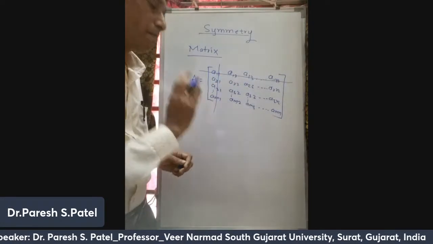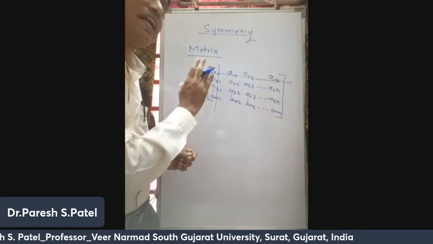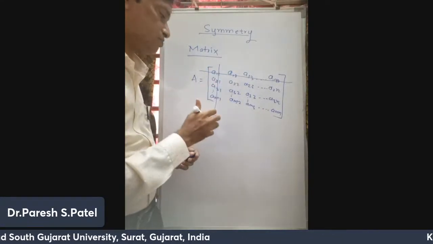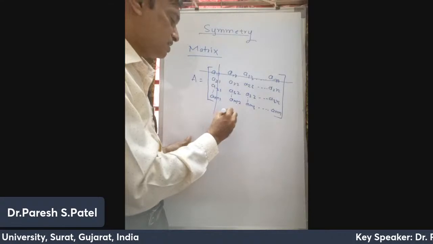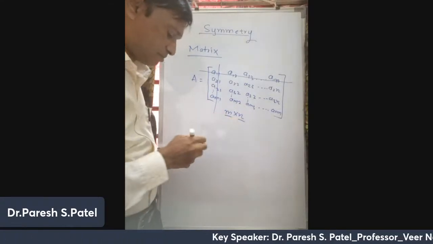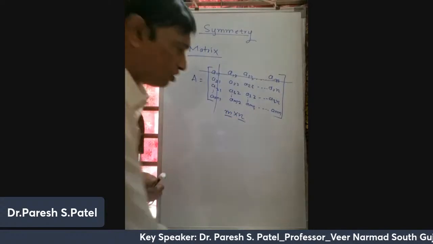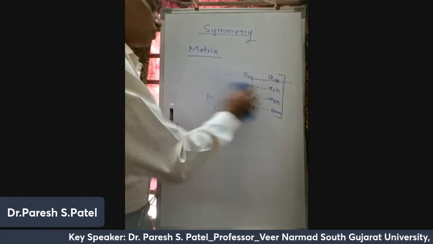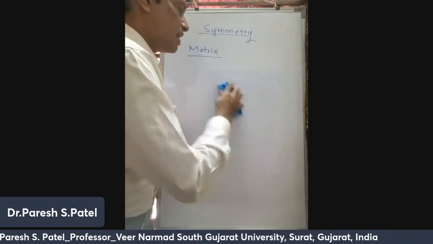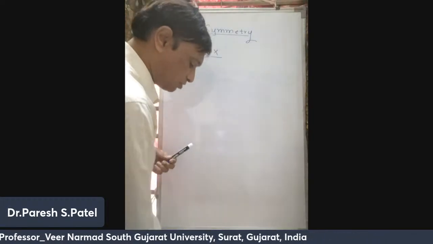So anyhow, a matrix can be represented as a rectangular array with numbers of rows and numbers of columns. So a matrix can be represented as M by N, where M is equal to the number of rows and N is the number of columns. So the dimension of the matrix can be represented by the numbers of rows and numbers of columns.